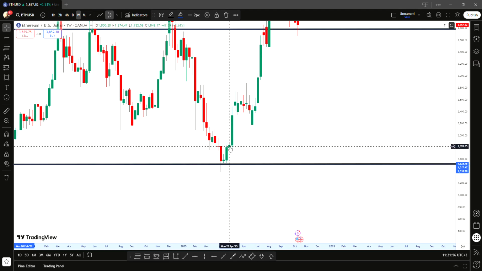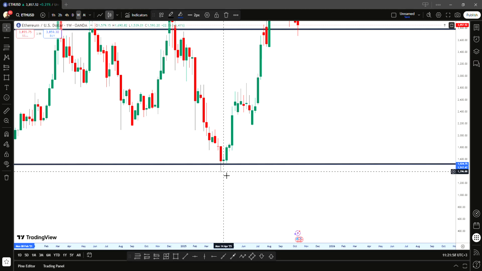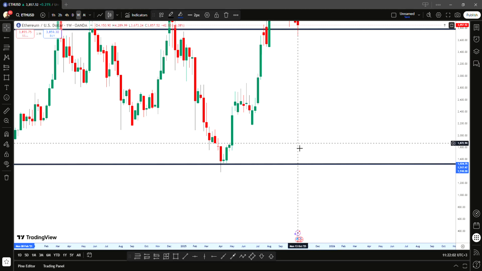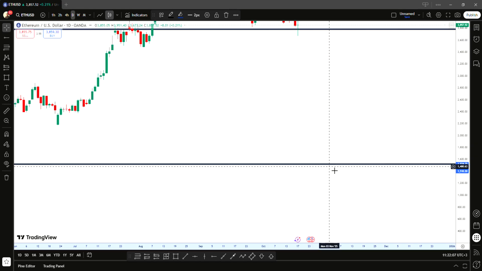So if you see it, if you have enough capital, you can just enter from here, put stop losses below. If you don't have, you should be looking out for demand zones to buy to the upside. So the weekly has this. So now I'll go to the daily.